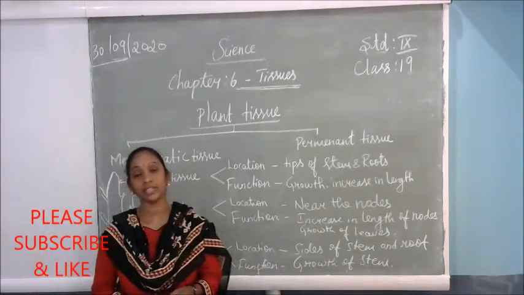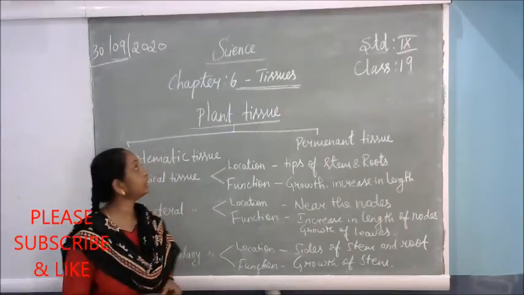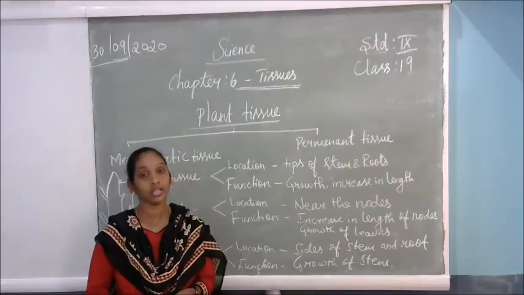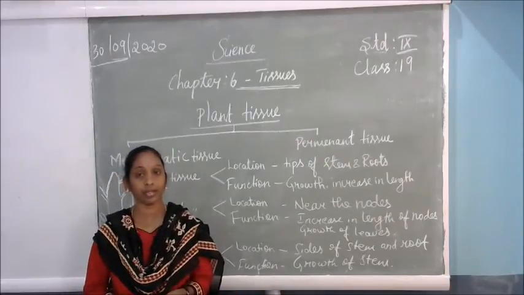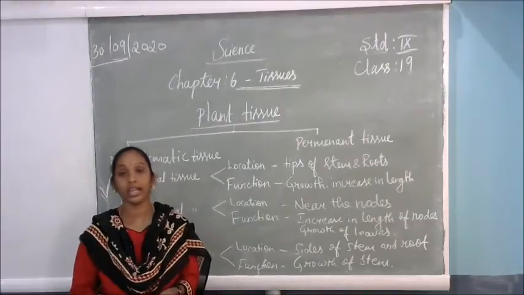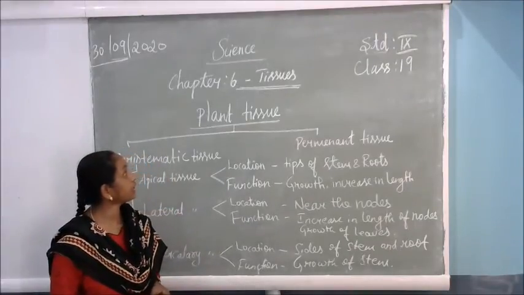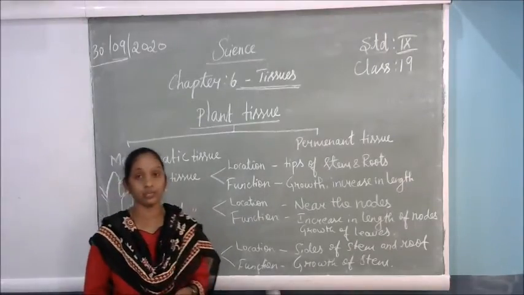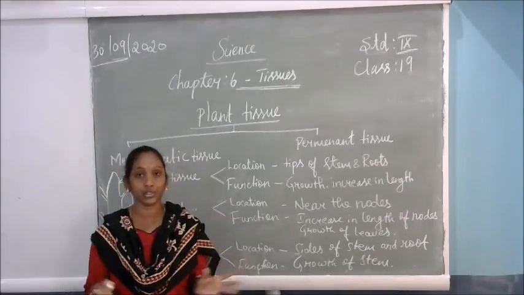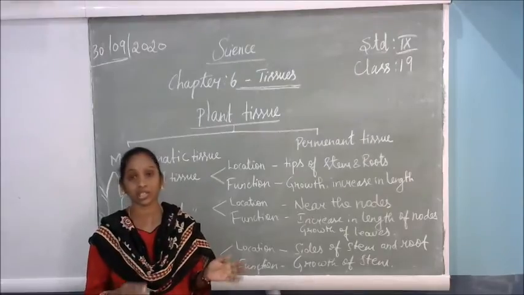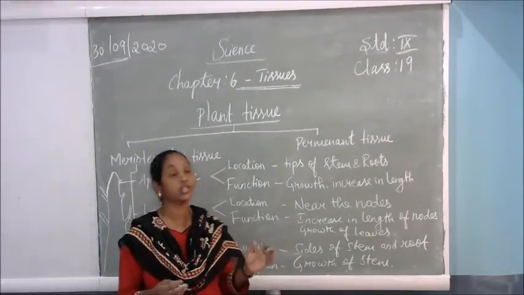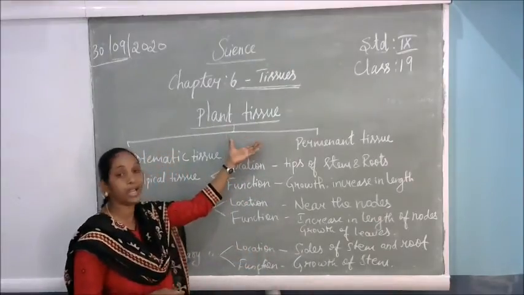In the last class we started a new lesson, a new chapter: tissues. I explained what is meant by tissues, their types, examples, and why tissues are important. In this class we will discuss plant tissues. I told you plant and animal tissues are different, because according to body structure they require different tissues. So now we will discuss plant tissues.